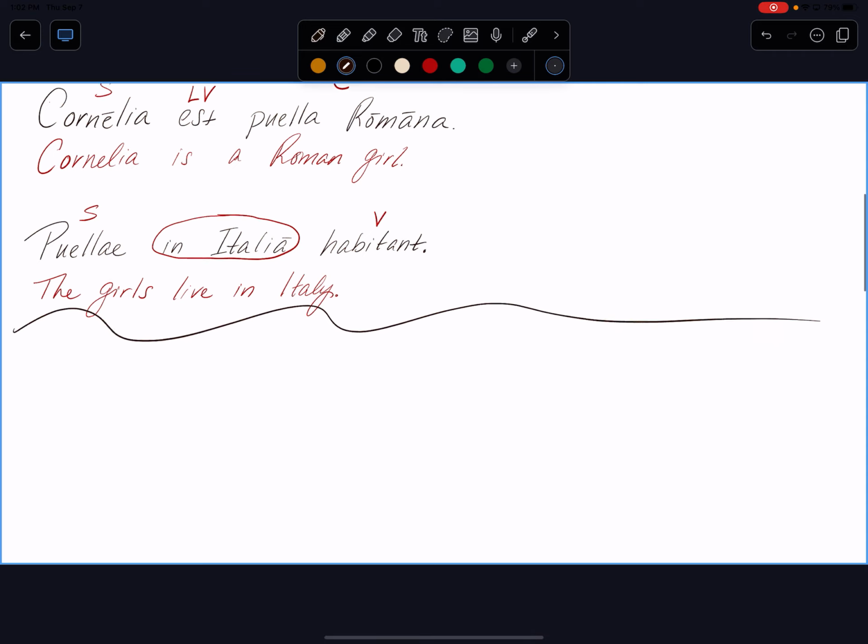Okay, so the next topic, I'm moving on. You can continue your notes here. You don't have to start a new page, just a new topic. All right, we're going to talk about subject-verb agreement.